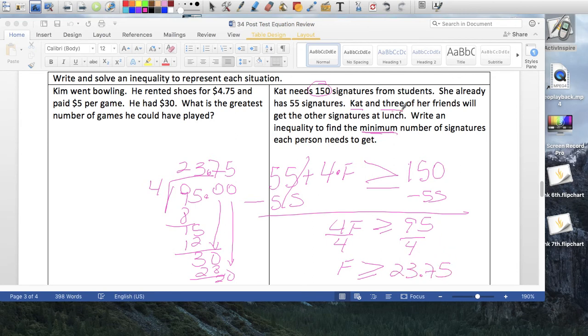23.75 signatures, which means that, can you get 23.75 signatures? ¿Puedes coger 23.75 firmas? No. So we're going to increase that to 24. So every friend has to get 24 signatures. Shade that way. Okay.